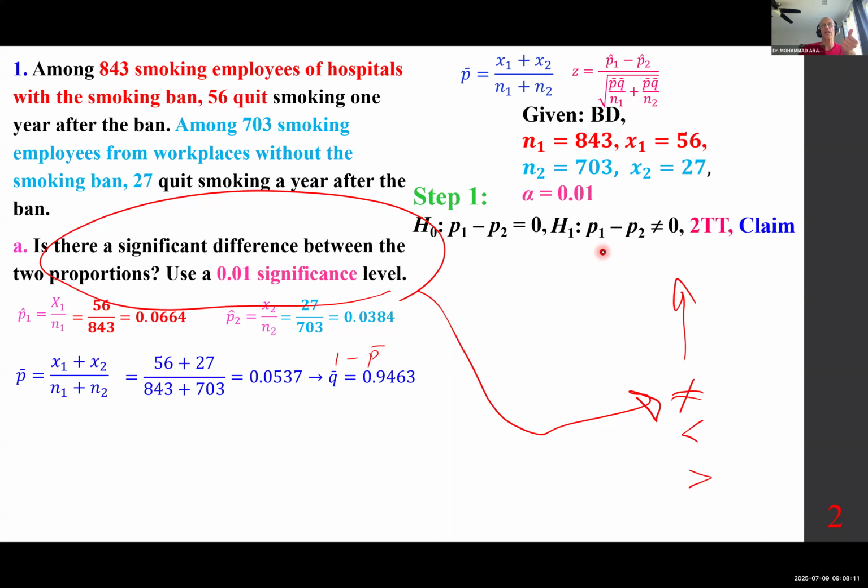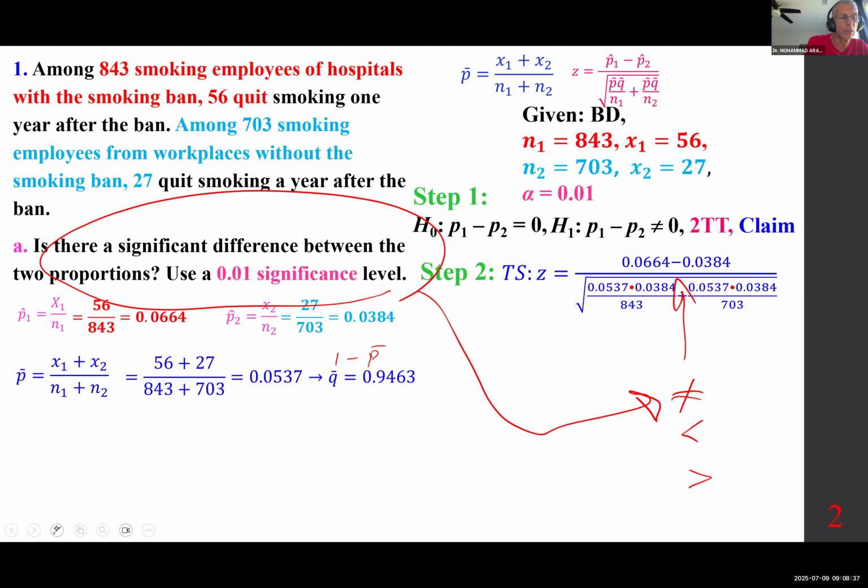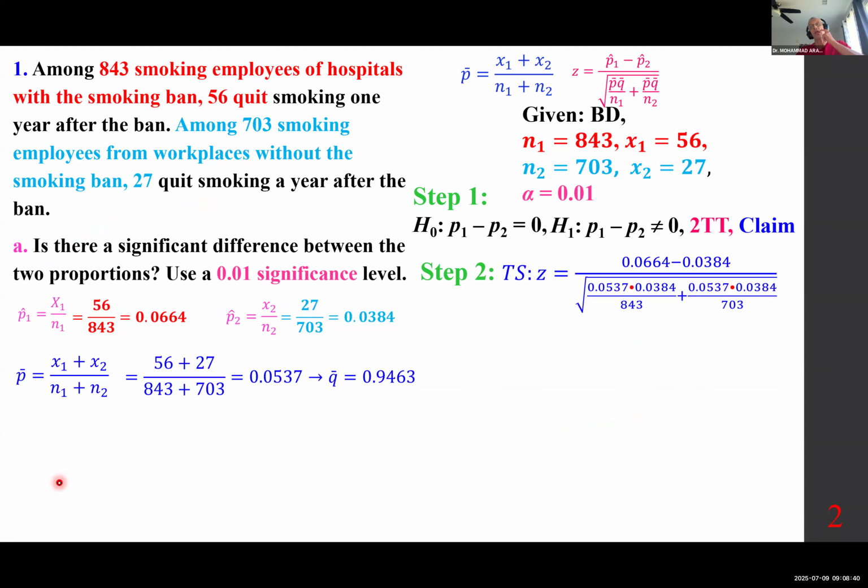So the second step is to calculate the test statistic. z equals P1 hat, that's why we did the calculation, minus P2 hat over the square root of P bar Q bar, the product of these two, over N1 and then over N2. So this is the second part. Let me erase my work. And so that's the test statistic following this formula. Again, write the formula, plug in.